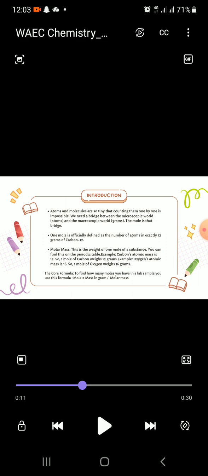Like sodium, which is 11, and 11 multiplied by 2 gives 22, plus 1. So the atomic mass number for sodium is 23. So yes, that's how you get the molar mass. Now for the mole, we have mole equals mass in grams over relative molecular mass, or rather mass in grams over the molar mass.